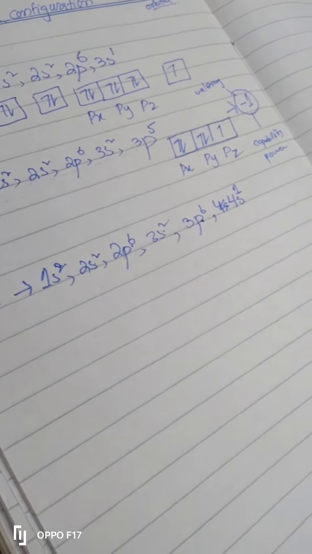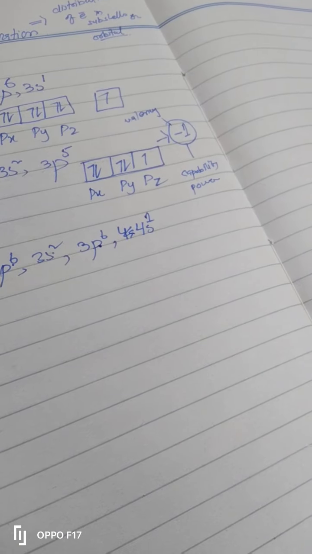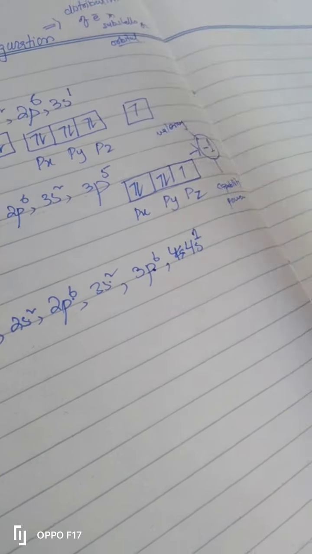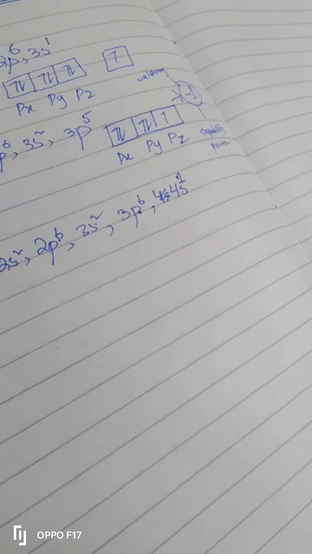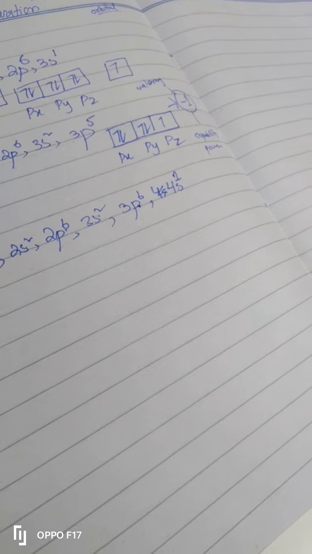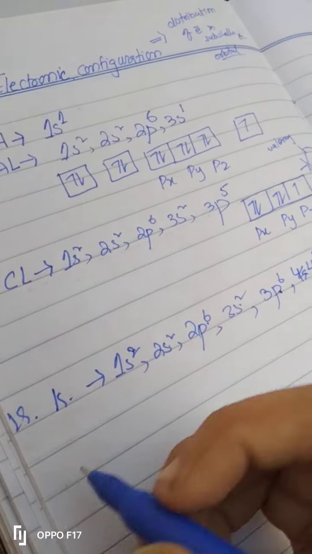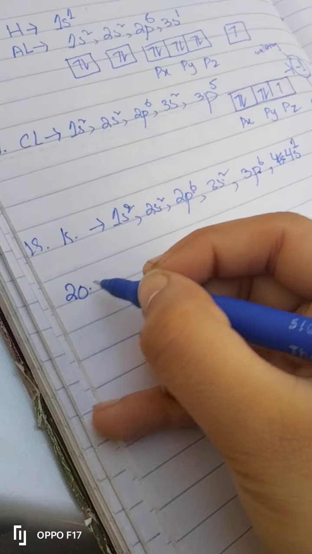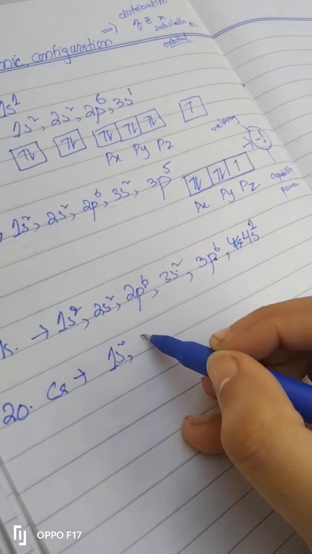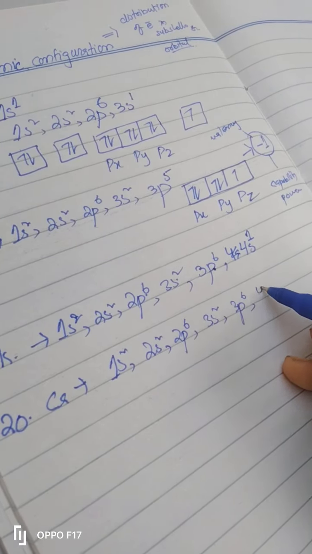Okay, if you are wondering why I haven't put 3d10 first, for that you need to look at my n+l video, where we organize the subshells or orbitals according to the energy level. The first lowest energy orbital will come, which was given by Aufbau. I will also try to make a video on the n+l rule and Aufbau. Okay, so now let's talk about calcium, whose atomic number is 20, right? So 1s2, 2s2, 2p6, 3s2, 3p6, 4s2.